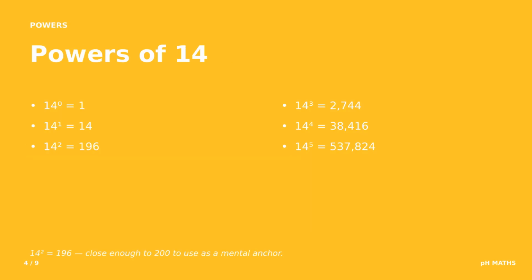Powers of 14. 14 to the 0 is 1. 14 to the 1 is 14. 14 squared is 196. Cubed is 2744. And here's the useful mental anchor: 196 is just below 200. Whenever you need a quick estimate of 14 squared, round it to 200 and adjust. Indices: 14 to the n equals 2 to the n times 7 to the n.